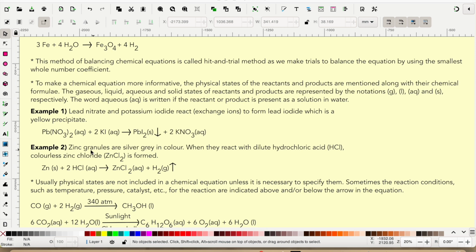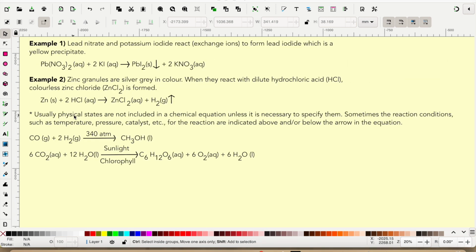Let us see example 2. Zinc granules are silver grey in color. When they react with dilute hydrochloric acid, colorless zinc chloride is formed. So zinc is solid, so we write s next to it. Hydrochloric acid is aqueous, so we write aq. Zinc chloride is aqueous, so we write aq next to it. And hydrogen is gas, so we write g next to it. Upward arrow is the symbol of gas.